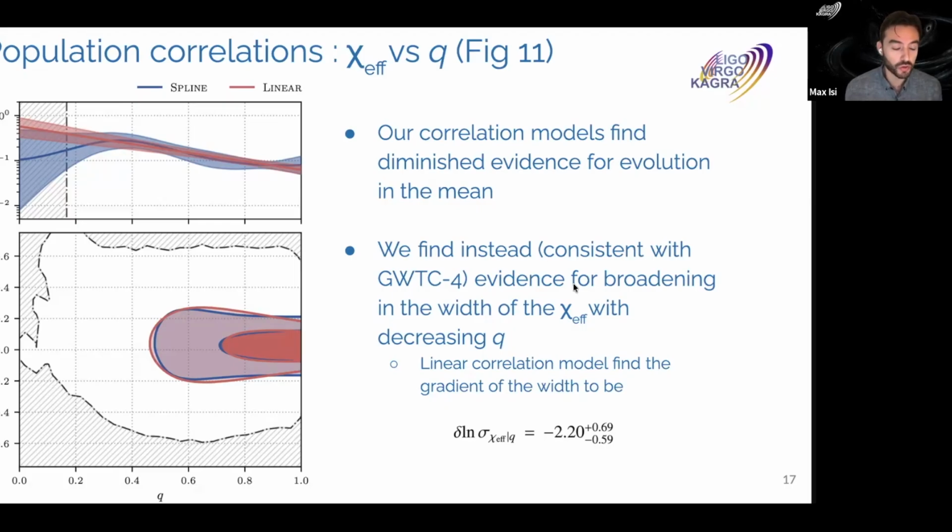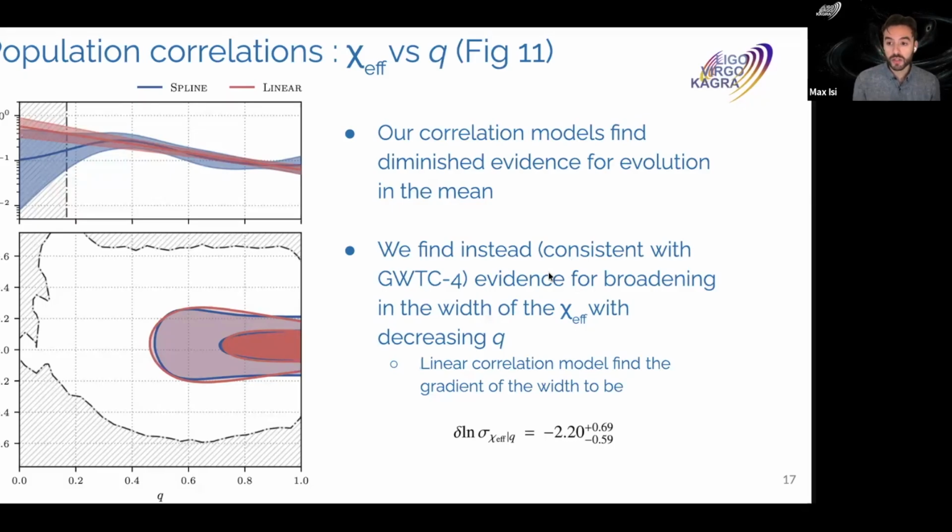And so again, you see this on the left with both the more restrictive linear and more flexible spline models. The top panel shows our estimate of the width of this distribution on the y-axis as a function of mass ratio on the x-axis, and the corresponding chi-effective distribution is represented in the bottom panel. So again, to summarize, we see dependence of the width of the chi-effective distribution as a function of mass ratio, but not the mean.